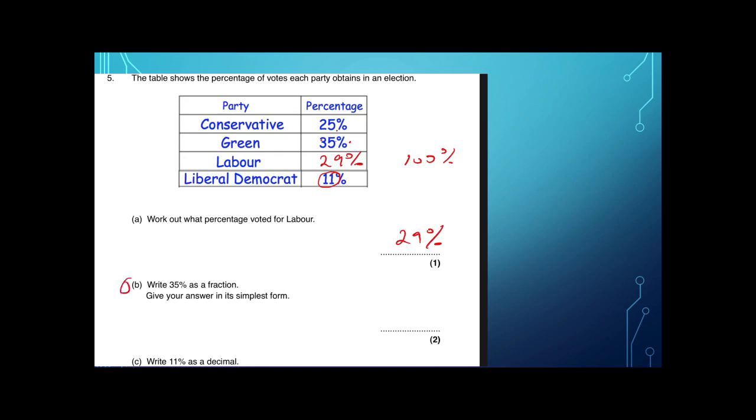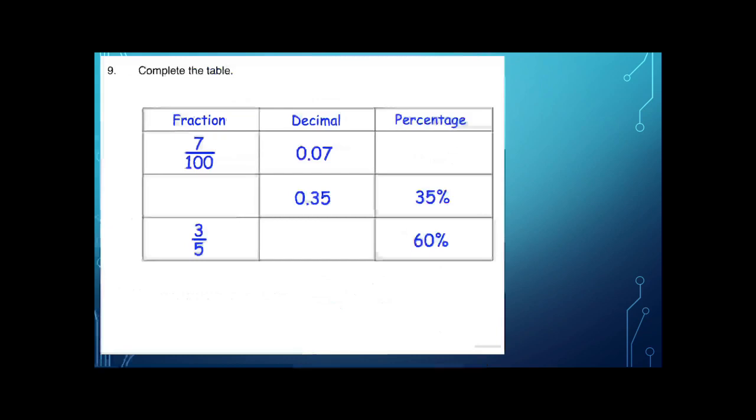Part B. Right, 35% as a fraction. 35% literally means 35 out of 100. That's what percent means. Now we can divide top and bottom by 5. That gives 7 over 20, as 5 goes into 35 seven times and into 100 twenty times. Right, 11% as a decimal. That's fairly straightforward, 0.11. Okay, let's pause the video, do the questions.